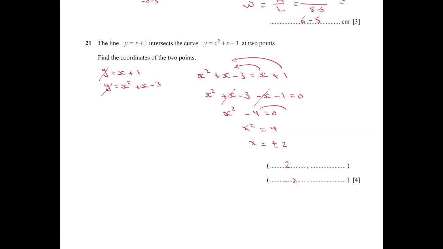Now we have to find the value of y. We will get the value of y from the first equation. y is equal to 2 plus 1 by substituting x by 2. So the first value of y is 3. And the second value of y, when x equals negative 2, negative 2 plus 1 is equal to negative 1. We have two answers, (2, 3) and (negative 2, negative 1).